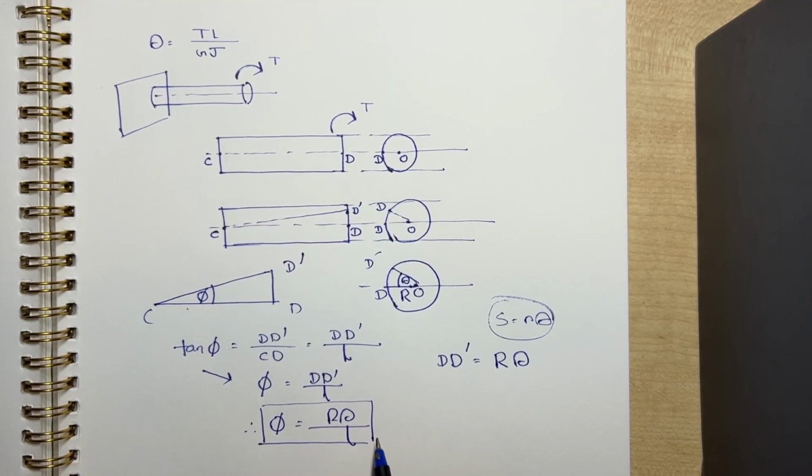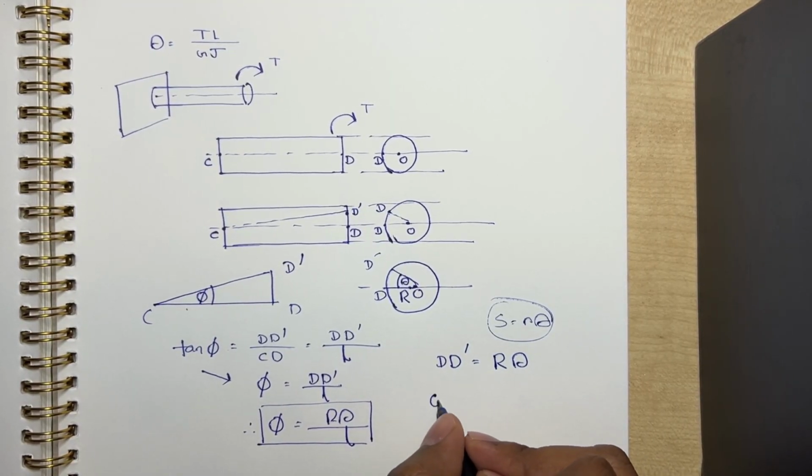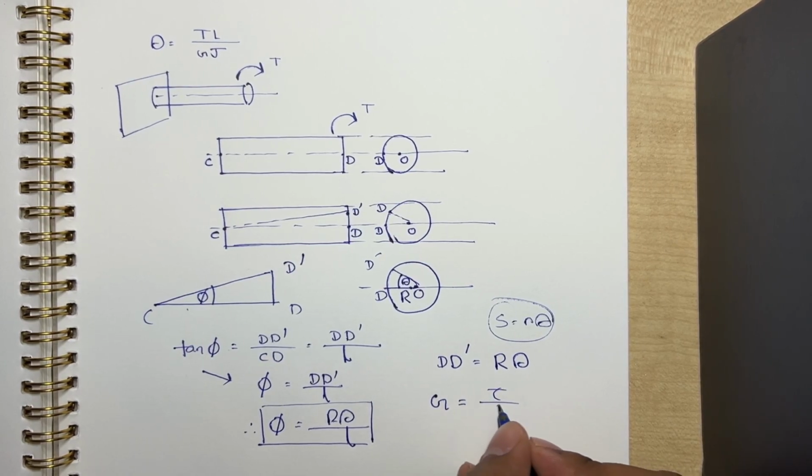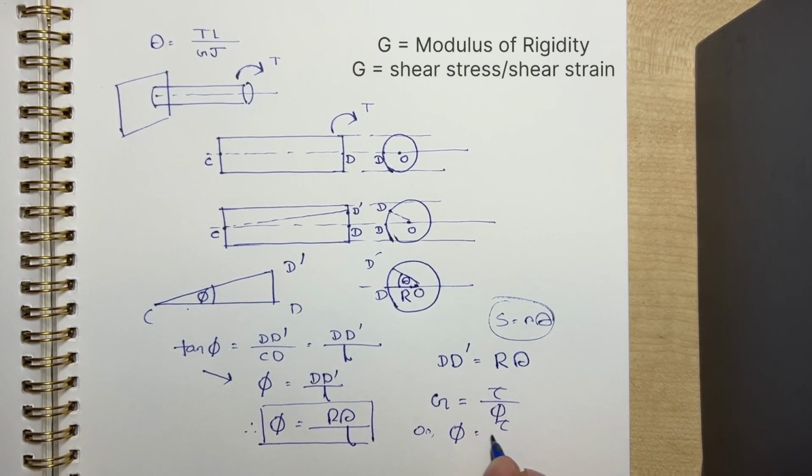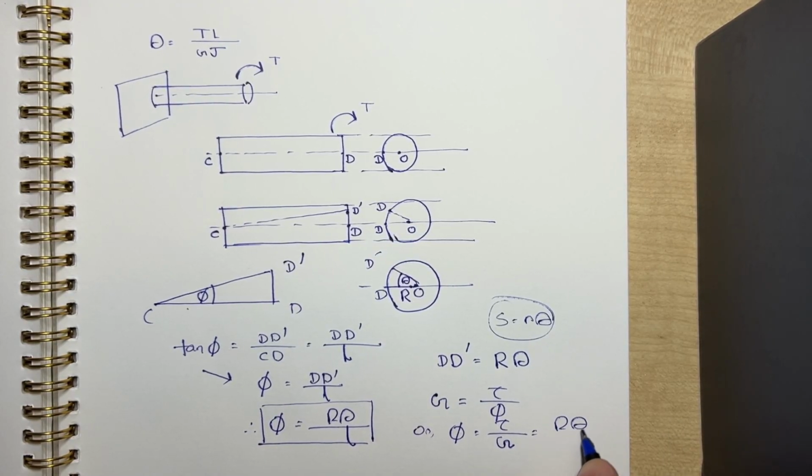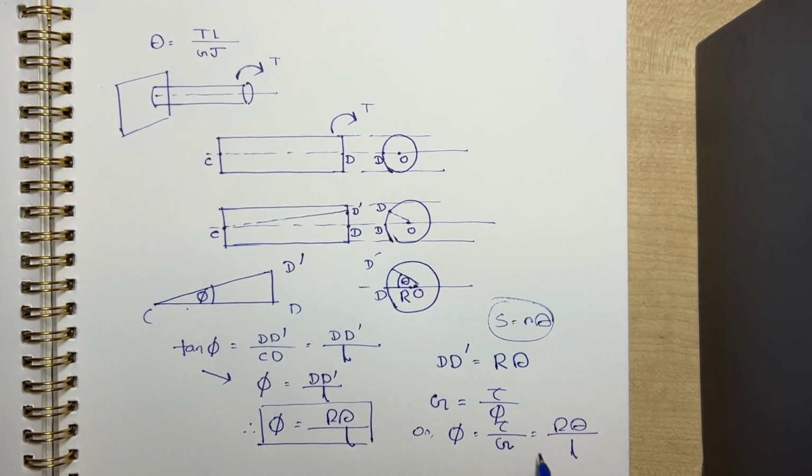Now also at the same time, we know that G equals tau by phi. You can write phi will be tau by G, and here we can see phi is r theta by L. So from here we can write the equation that tau by G equals r theta by L.